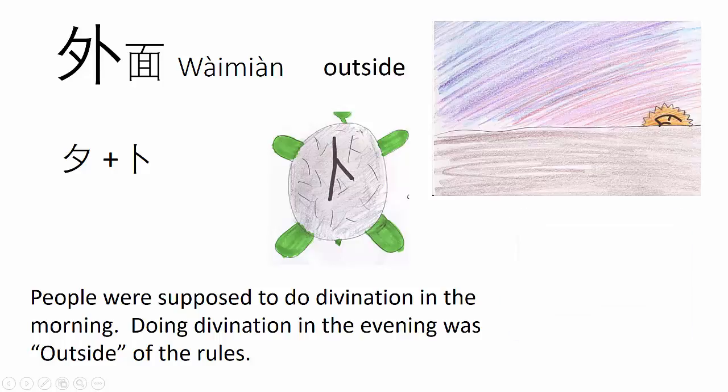Apparently, people were supposed to do divination in the morning, back when characters were being invented, and they were divining the future by carving characters on the turtles. So if you did divination in the evening, that was outside of the rules. And so evening divination came to mean outside. 外 has some interesting uses.